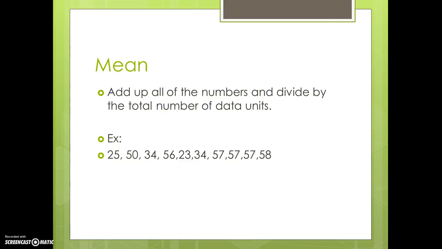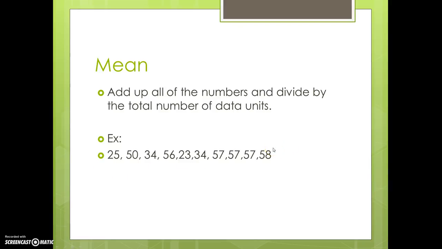So the first one we're going to start with is mean, and like I said, this is what most people are talking about when they say the word average. If you have a group of numbers, you add up all of the numbers and divide by the total number of data units. So we have an example here. We have 25, 50, 34, 56, 23, 34, 57, 57, 57, and 58. So if you wanted to find the mean of those numbers, you would add all of them up and divide that total by 10.